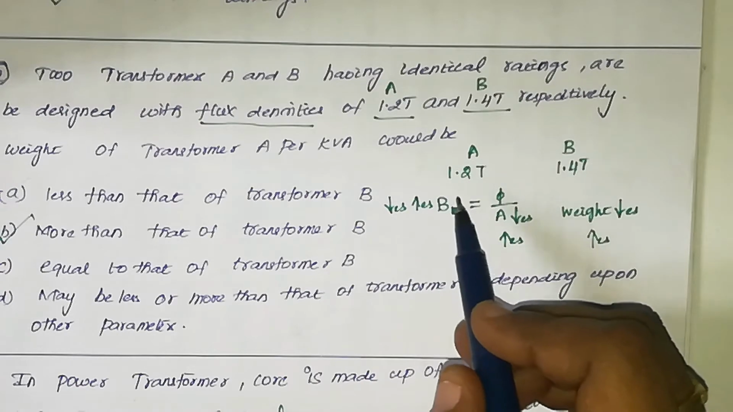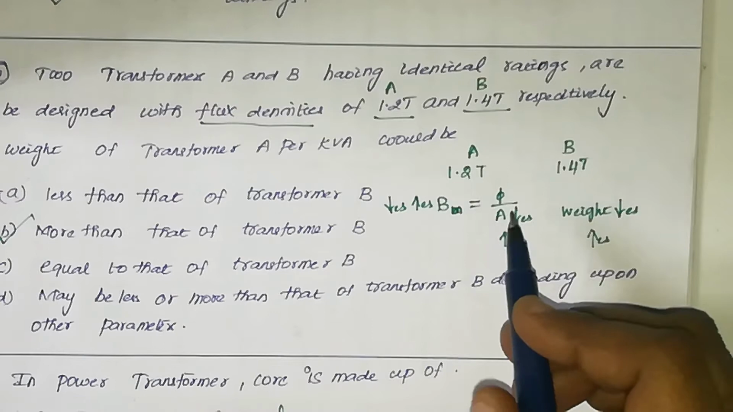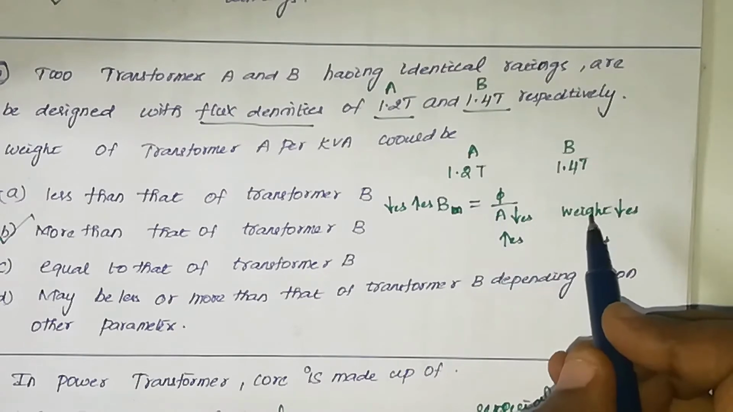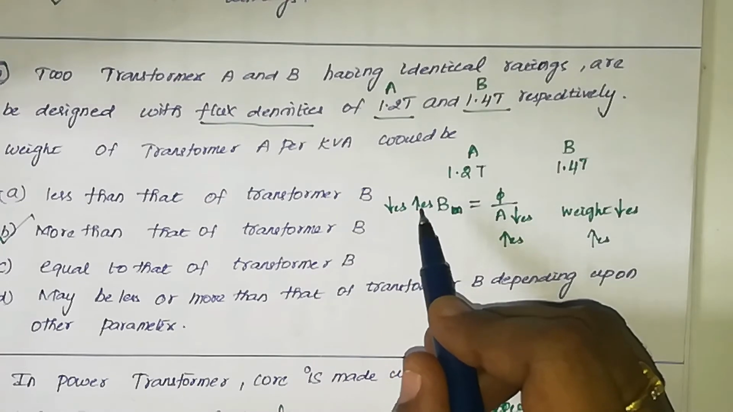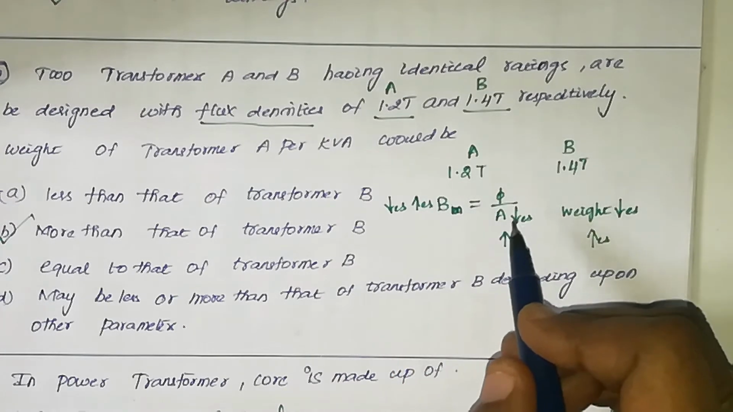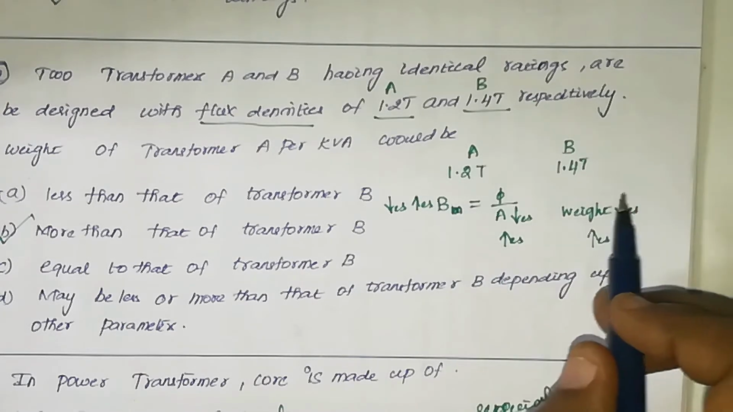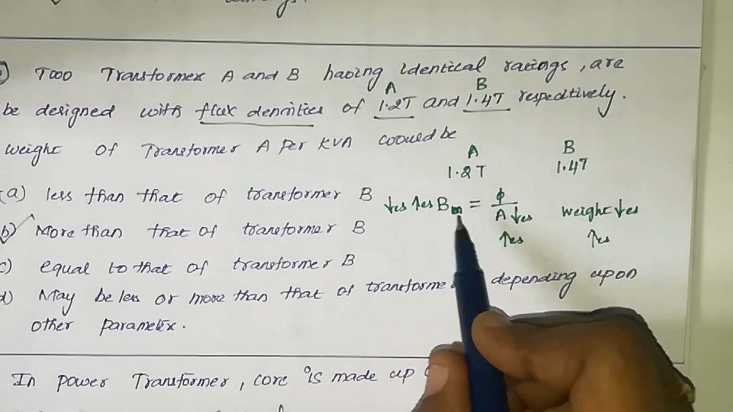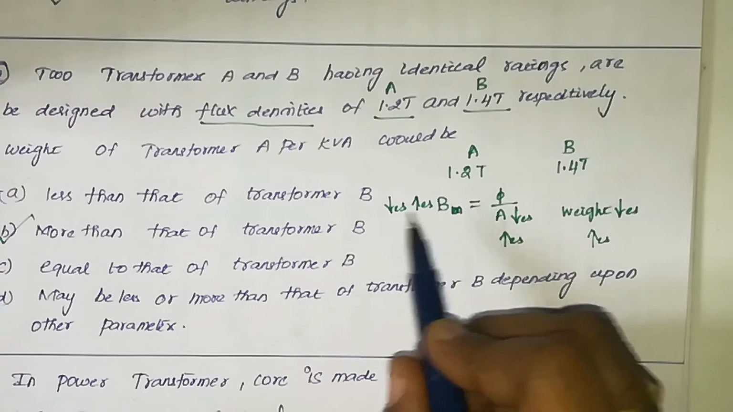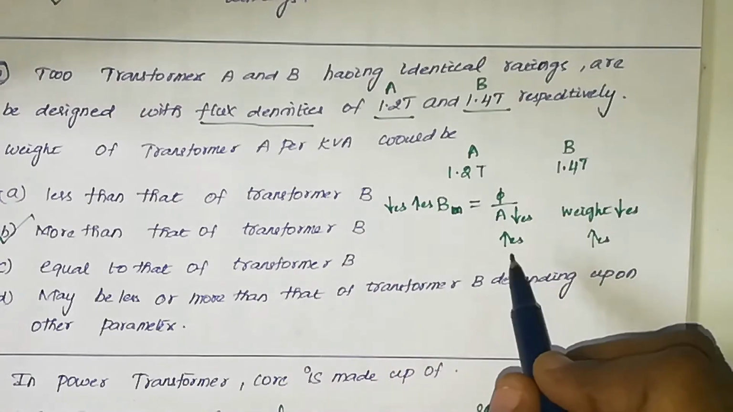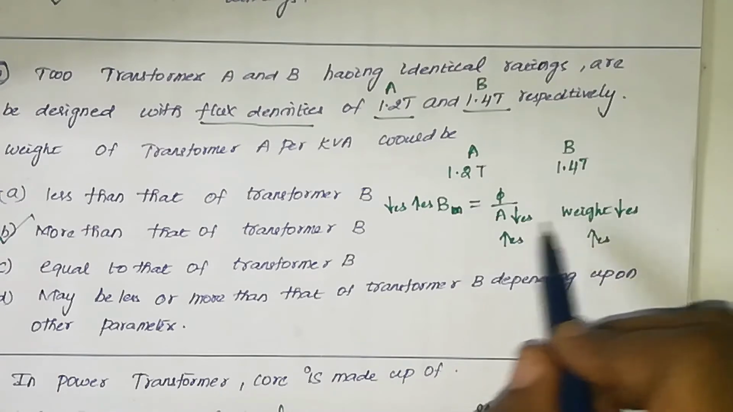We know that flux density equals flux divided by area. The area is related to weight. So if the flux density increases, the area decreases. If the area decreases, the weight also decreases. This is the relation, because flux density and area are inversely proportional to each other. If the flux density decreases, the area increases and the weight also increases, because area and weight are directly proportional.